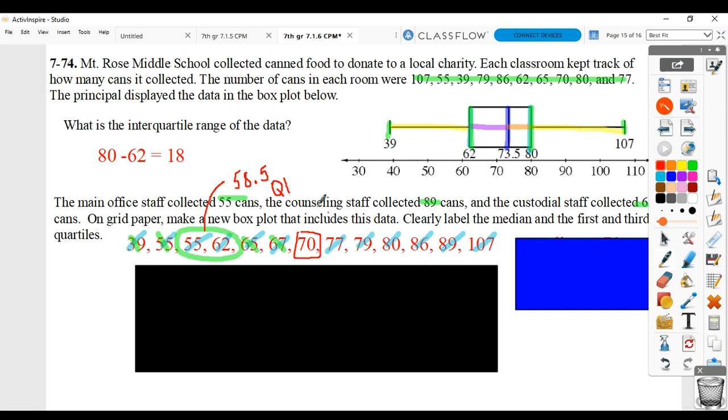Then we're going to find the value that's half of the second half of the data. In other words, the median of the second half of the data. So again, work our way to the middle. It's between 80 and 86. Probably do that in our head. Halfway between 80 and 86 is just 83. So that's our Q3.